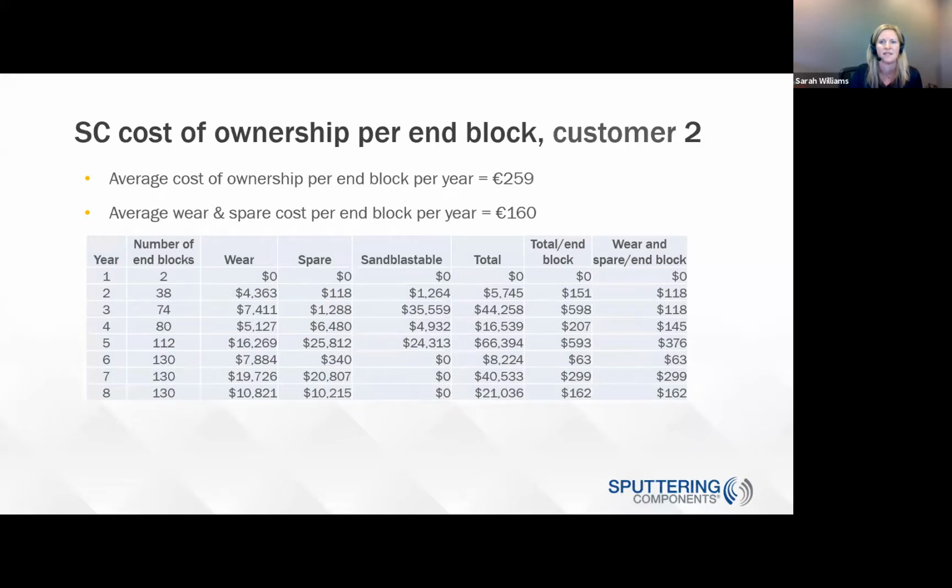This is the same information that I'm giving you here, but from a different customer, and they started out with 2 M blocks and now up to 130, and the costs really are very similar to the first case on average per year. So it's pretty consistent across the board.